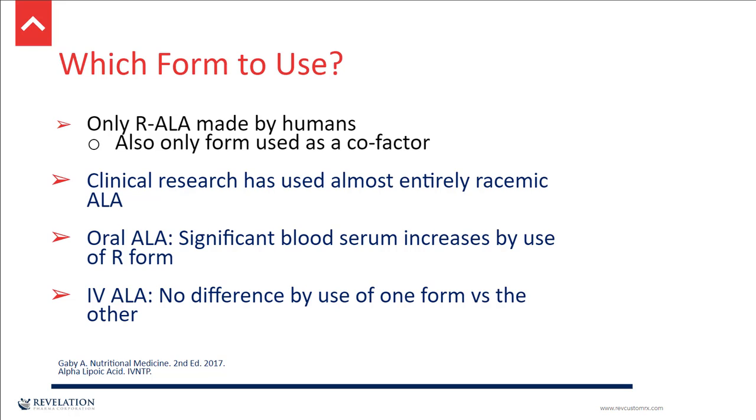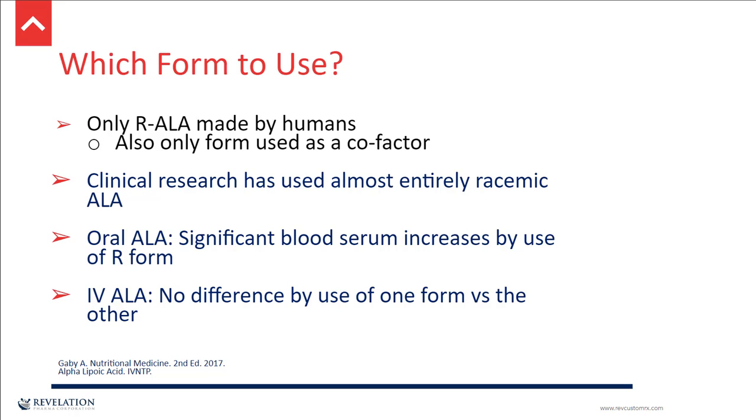So which form to use? Only R alpha-lipoic acid is made in the body, and also it's the only form used as a cofactor in those mitochondrial processes, for example. But clinical research has used almost entirely the racemic mixture of ALA, just to note.